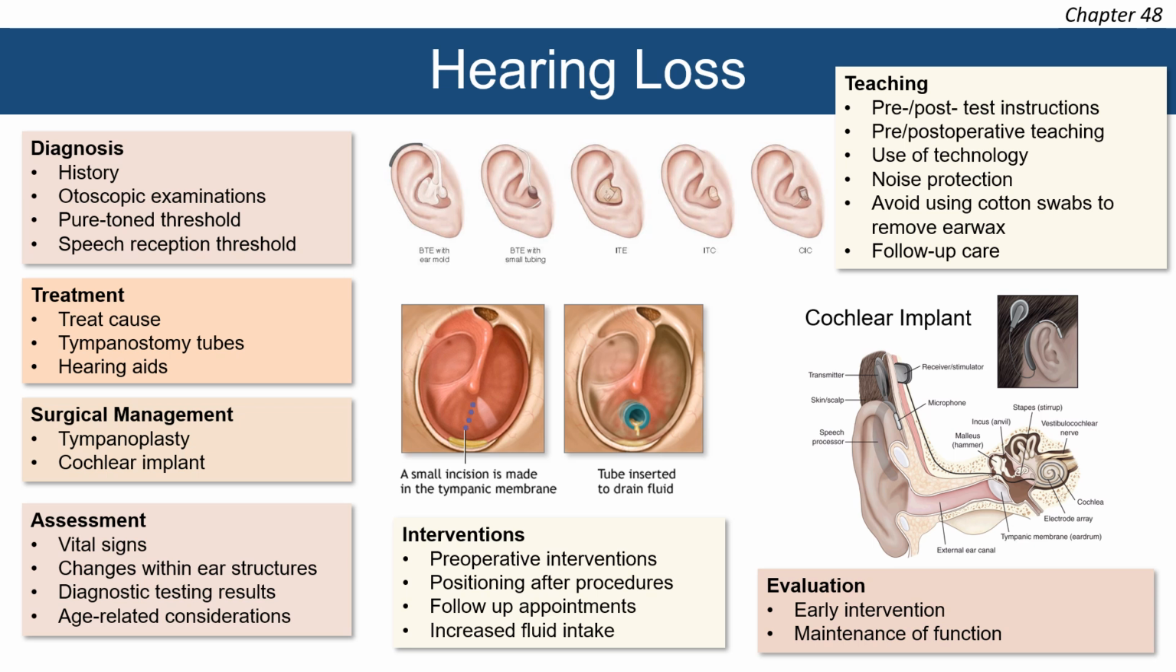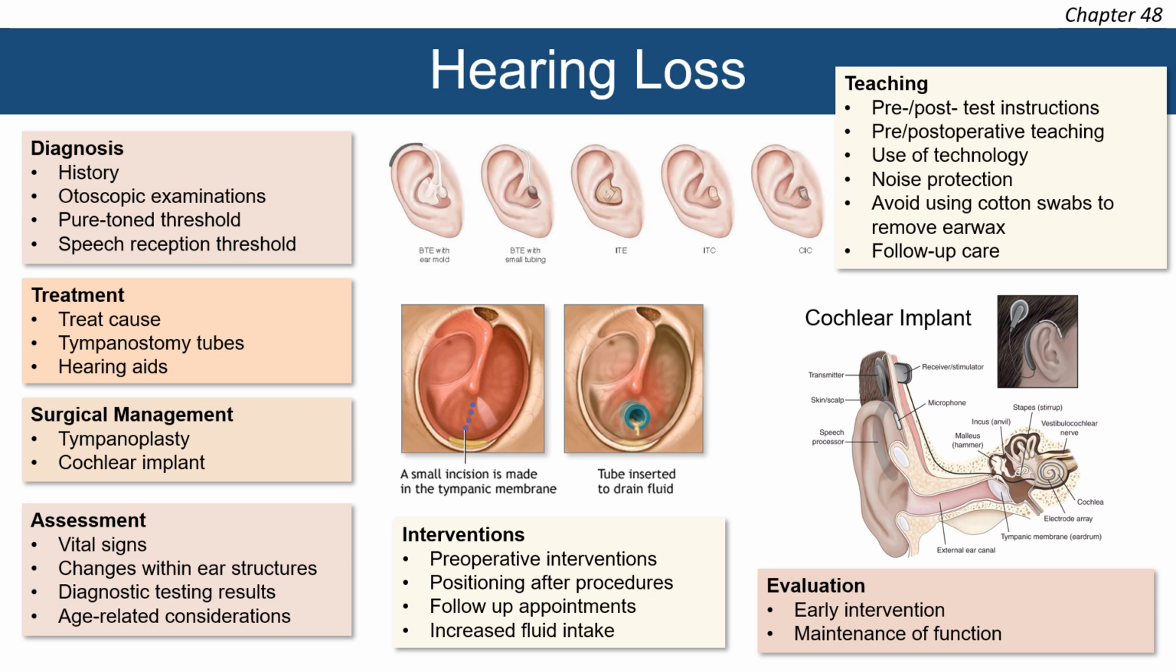Diagnosing hearing loss. So we want to get a good history on the patient. We want to use an otoscope to look inside the ear to see if there's any structural changes that we can see and visualize. We want to do a hearing test to see if there's anything that we can see on that end. And once you determine what the problem is, then we can treat it.